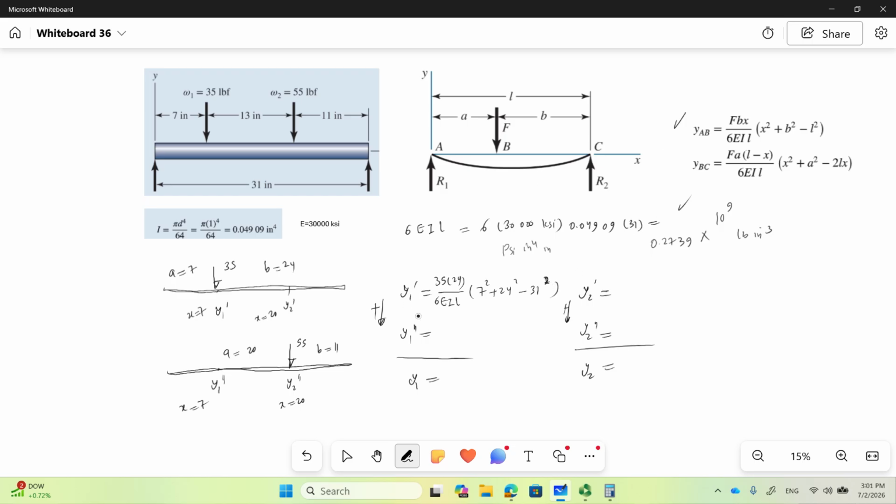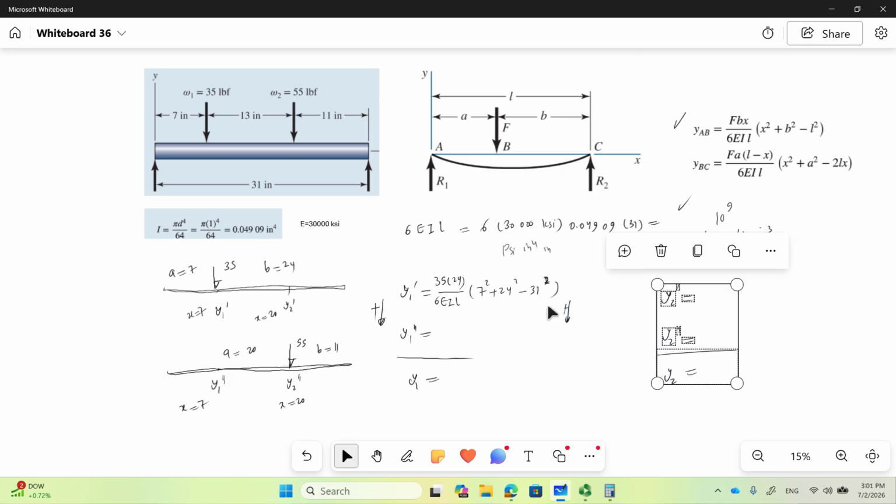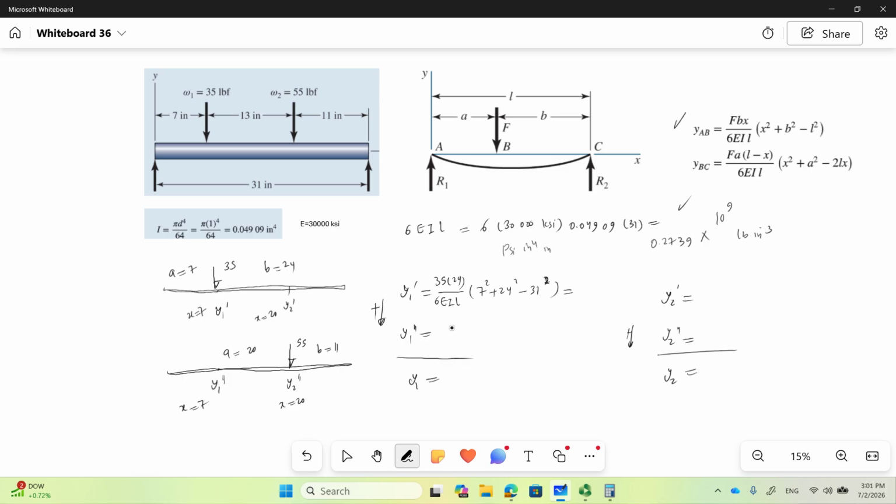Alright, so this is y1 prime, y1 double prime. For that one, I think it's a good idea for me to see if I can move this guy to the right a little bit. I have more room. Alright, so here we gotta calculate this guy, and then we calculate this one, and then add them up. So that is y1 double prime in this case.